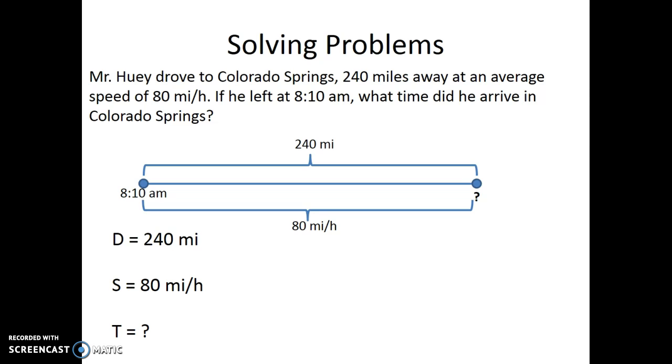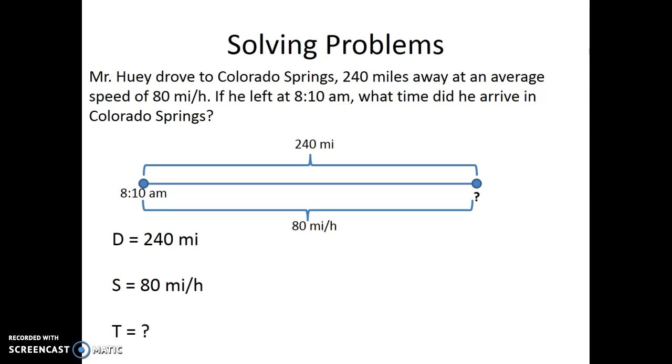Okay, Mr. Huey drove to Colorado Springs 240 miles away at an average speed of 80 miles per hour. If he left at 8:10 a.m., what time did he arrive in Colorado Springs? So, our distance is 240 miles. He's traveling 80 miles per hour. We're going to solve for time, but that's going to give us an amount of time that we're going to need to then add back on to 8:10 a.m.